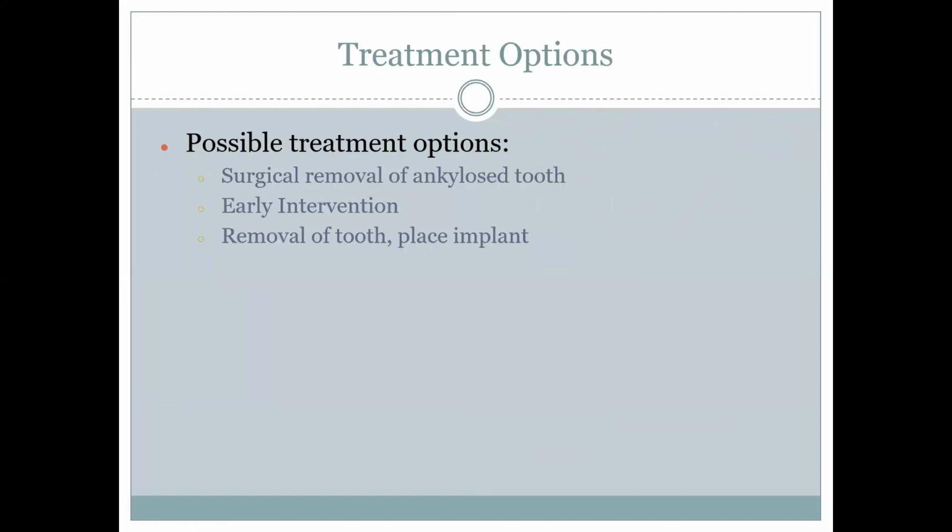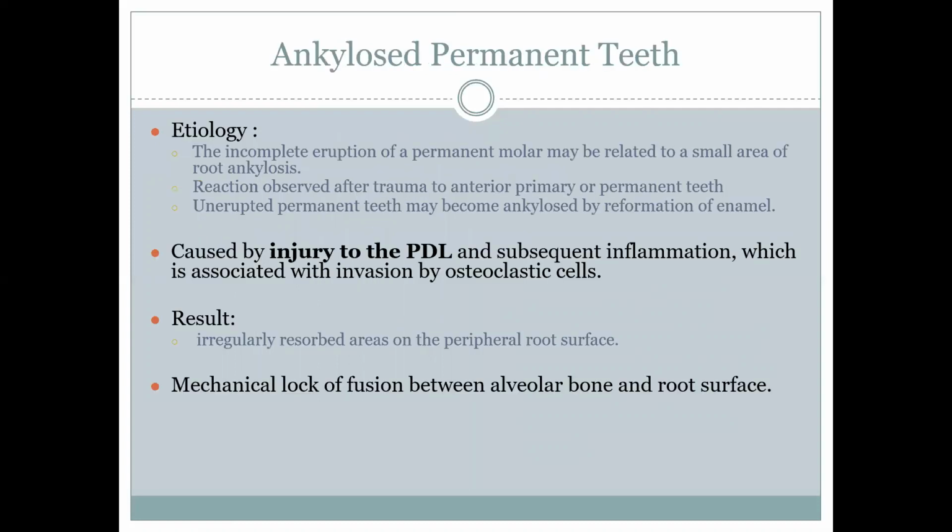Possible treatment options, again, is surgical removal of the ankylosed tooth, early intervention, and tooth removal and placing an implant. For the early intervention, you may have to consult an orthodontist or use your best judgment. Now, a bit about ankylosed permanent teeth.